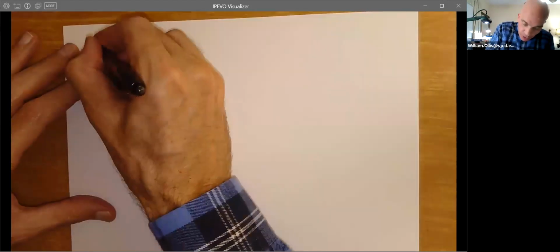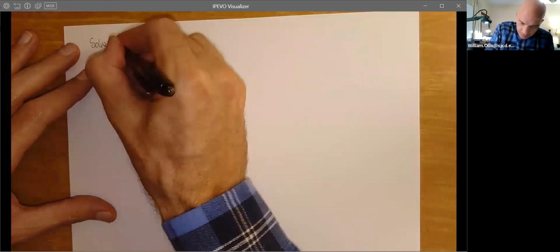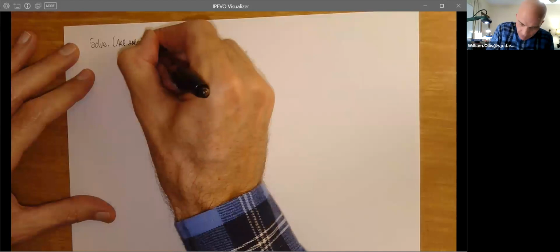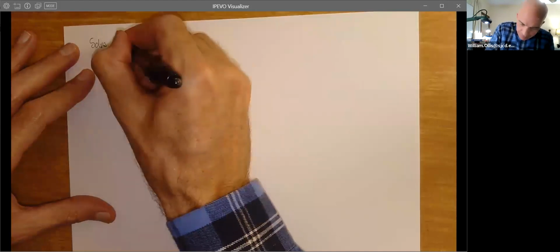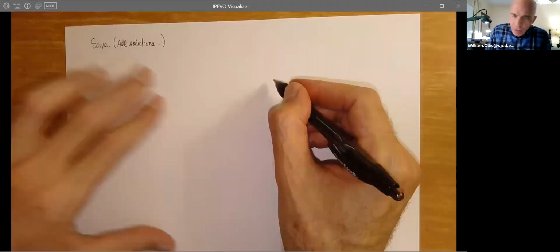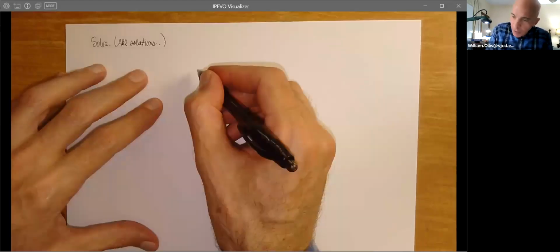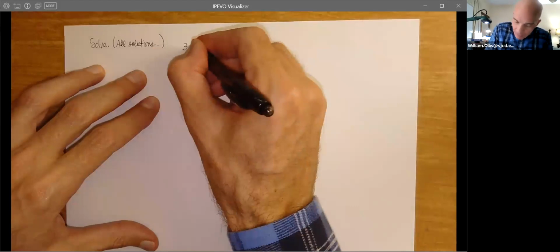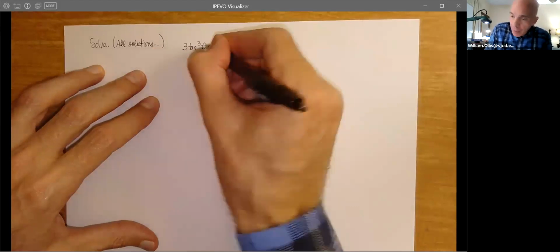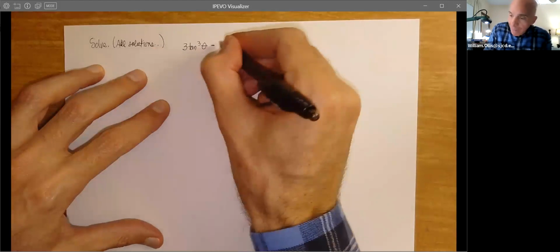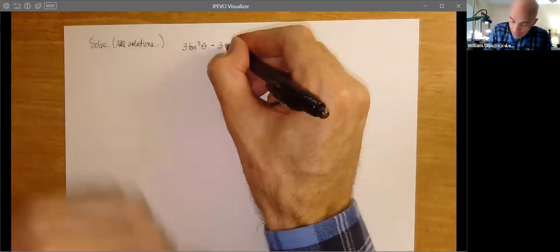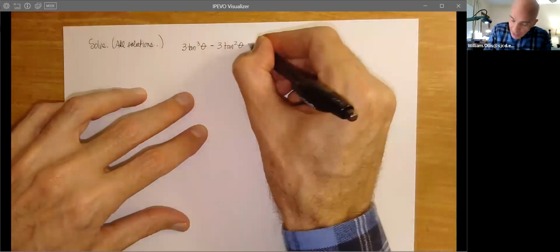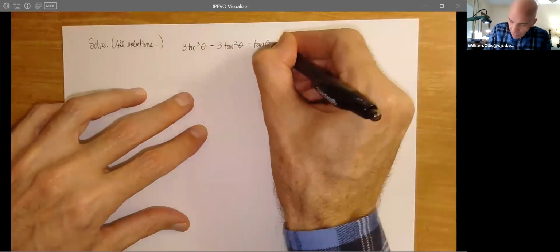I want all solutions. So here, look at this and see if this reminds you of something you've seen before. We have 3 tangent cubed theta minus 3 tangent squared theta minus tangent theta plus 1.